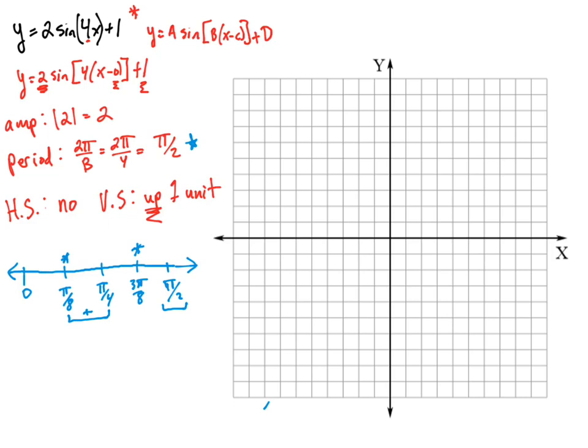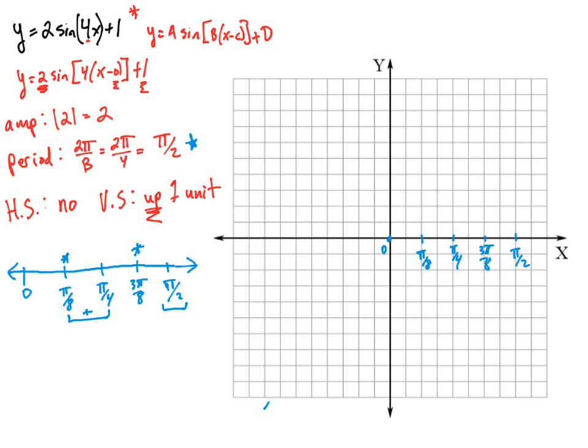So on the graph, I'm going to map this out. So 0 is right here. And I'm just going to go 2, 4, 6. So I'm going to put pi over 2 right here. And then I'm just going to label all of these tick marks. Pi over 8, pi over 4, 3 pi over 8.